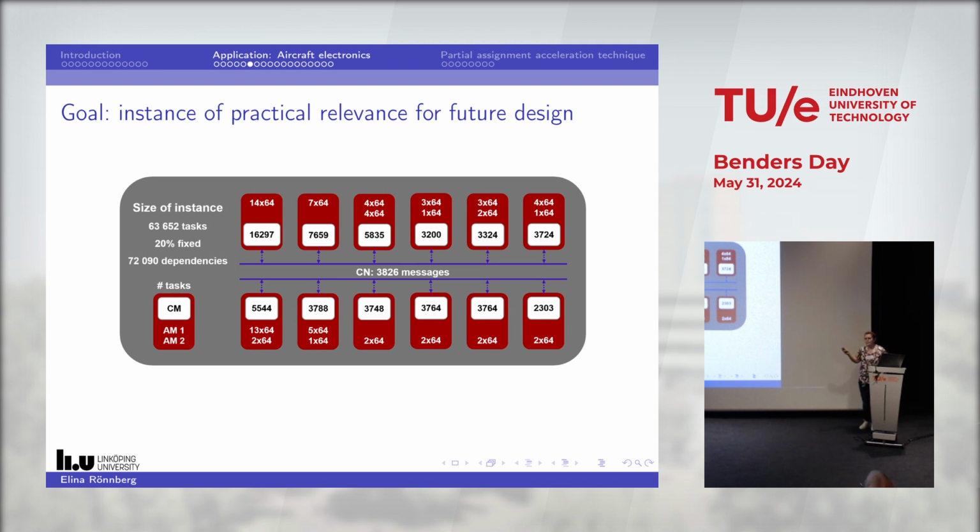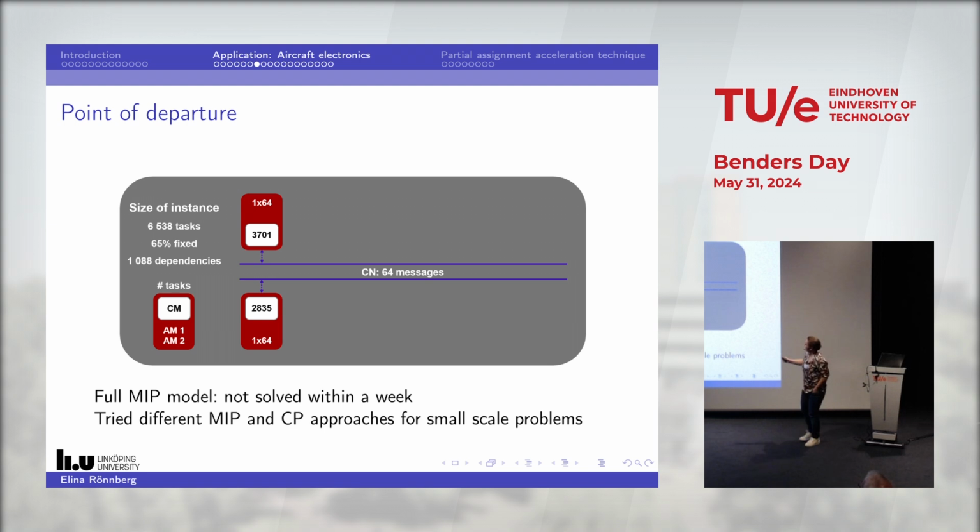And so when we realized, okay, this is the problem, they said, oh, but we also have a toy instance. Oh, great. And this looked something like this. Only 64 messages, some 1,000 tasks here, and so on. And we were thinking, okay, let's try to formulate a MIP model and try to solve it.